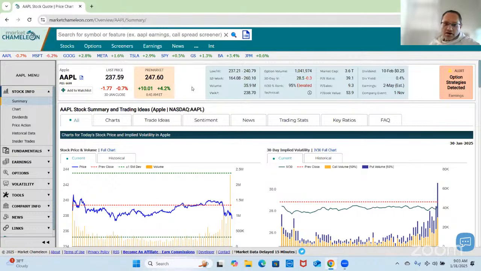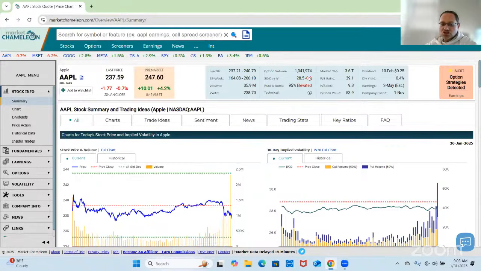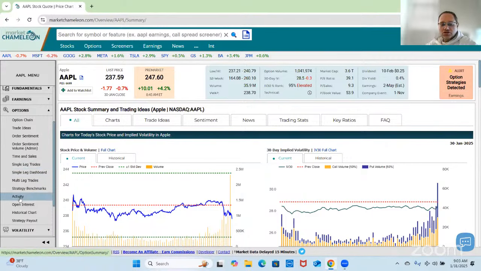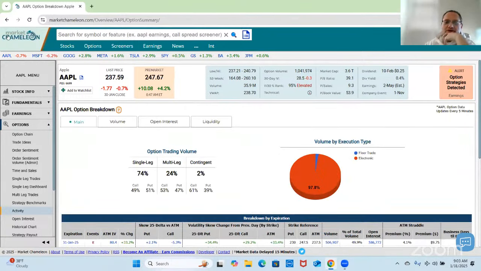So to do that, we're going to go to a stock symbol. I just picked Apple here. If you type in Apple up here in the search, you will land on this summary page. What we're going to go to is under options. Let's go to this activity section over here. We'll click on activity, and this will bring up a new page of options activity.